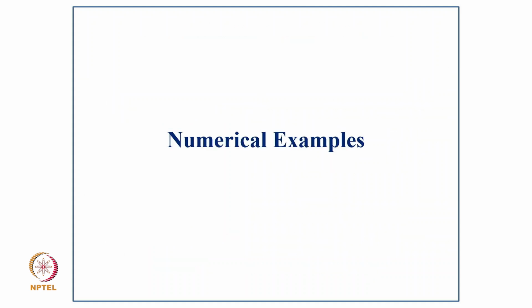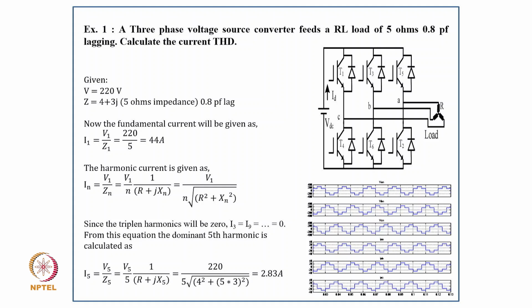Now coming to a numerical example. Example 1: a 3-phase voltage source converter feeds an RL load of 5 ohm and 0.8 lagging. Calculate the current THD. You can see the 3-phase load connected to the 3-phase inverter, and the phase voltage and line voltage are given here. Given V equal to 220 volt and load impedance 4 plus 3j, that is 5 ohm impedance at 0.8 lagging. Now the fundamental current will be I1 equal to V1 upon Z1, that is 220 upon 5.